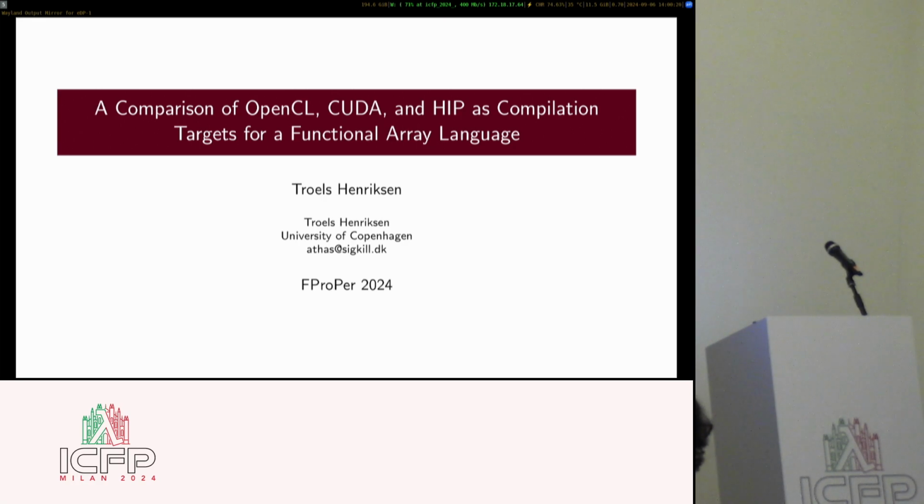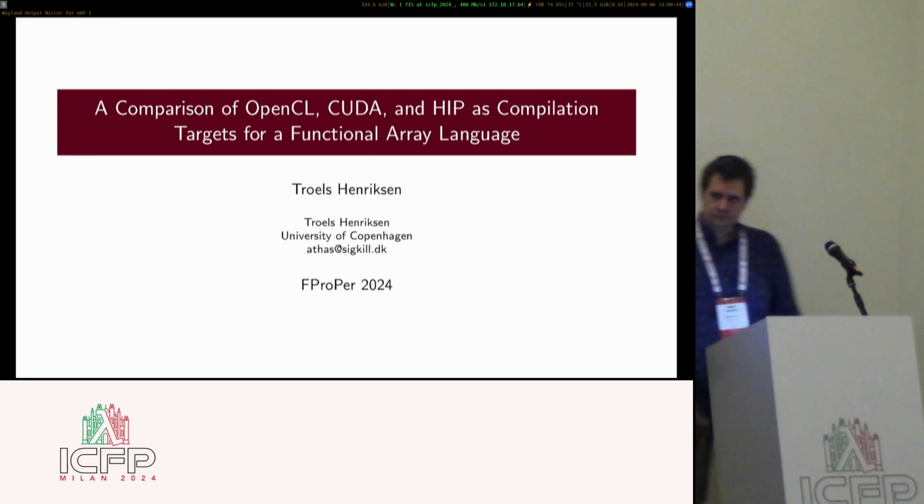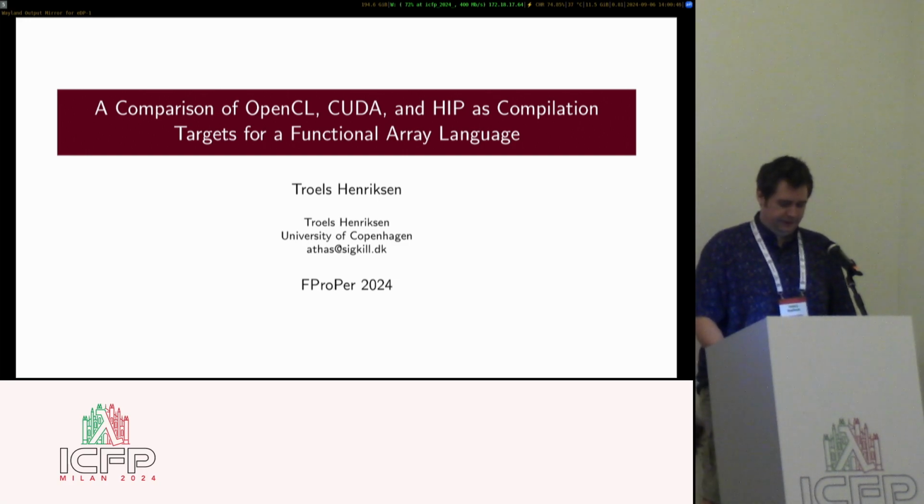For the first talk by Troels Henriksen, he's going to talk about actually pretty amazing work, because he did a lot of footwork, which is very useful for many of us who work in the field of array languages, by analyzing performance differences and the reasons for performance differences of OpenCL, CUDA, and HIP as compilation targets. So, please go ahead. Right, thank you.